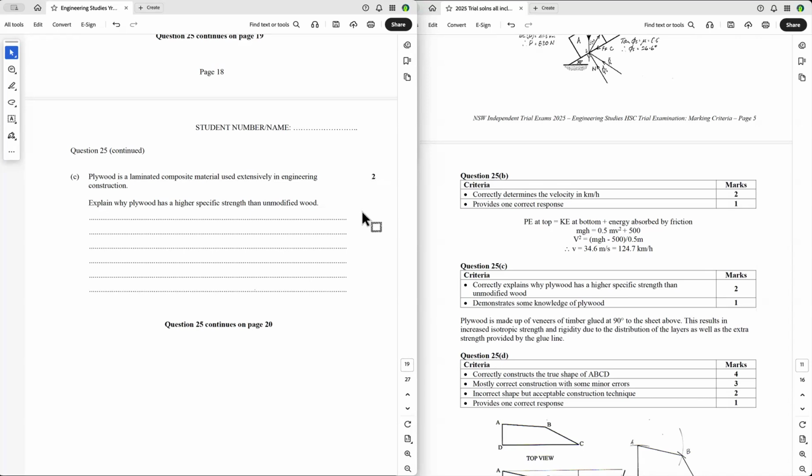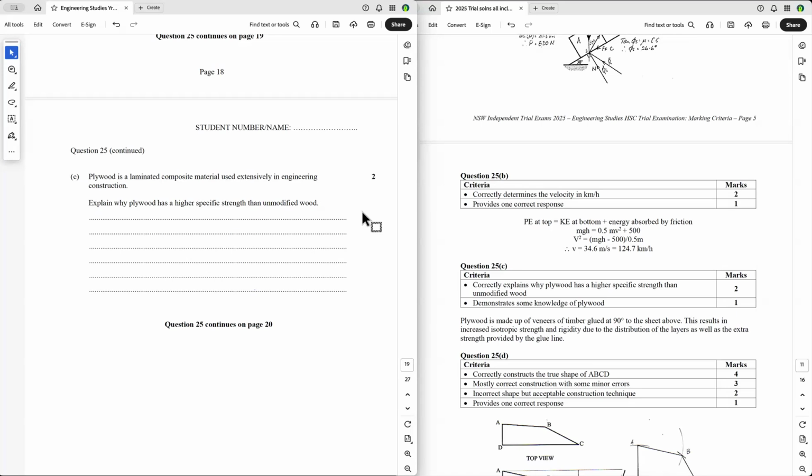So the first response would be that the grain of the veneers is put at 90 degrees to one another. And that's why you've always got odd numbers of ply. So the grain on the outside of plywood always goes in the same direction. So you don't have 2-ply or 4-ply, you have 3-ply, 5-ply, 7-ply. So that's the first reason. With the grains going at 90 degrees to one another, it makes the plywood more isotropic in strength. In other words, more equal strength throughout.